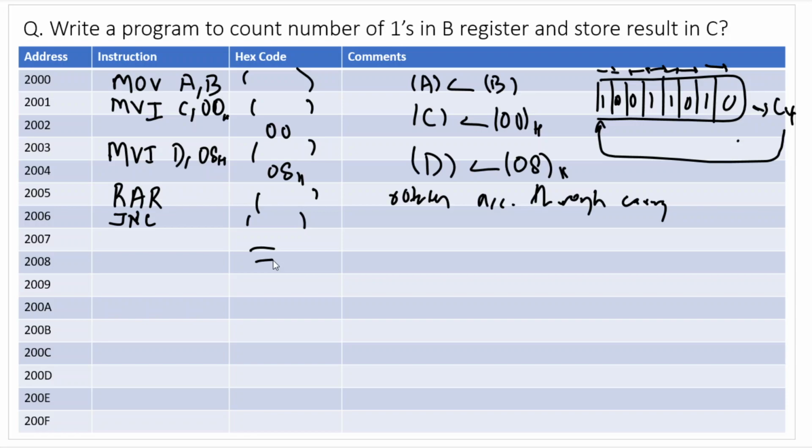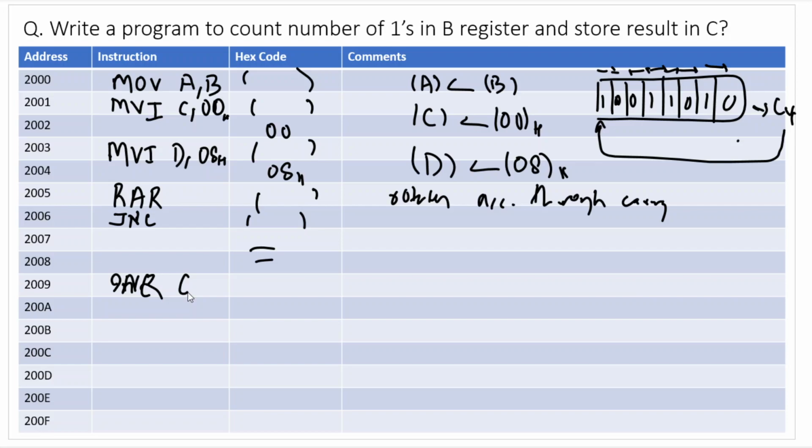That instruction will be increment C, INR C. So it will increment C. So C was actually carrying 00 first.